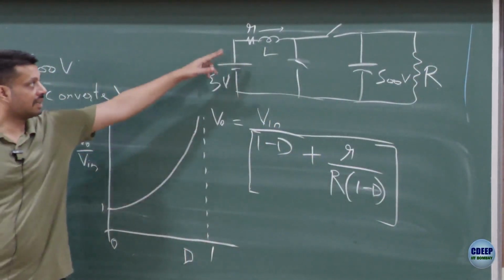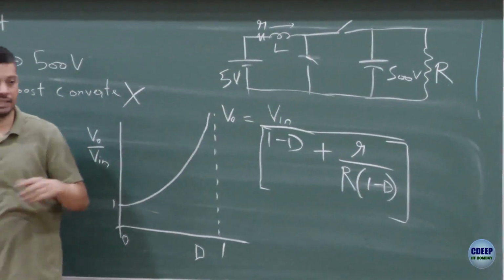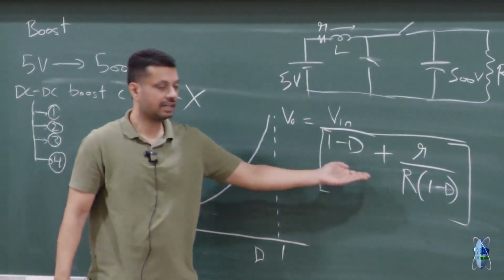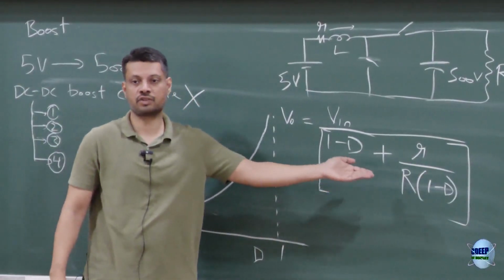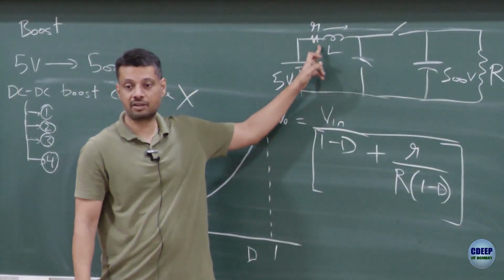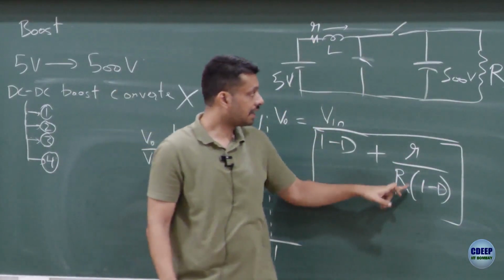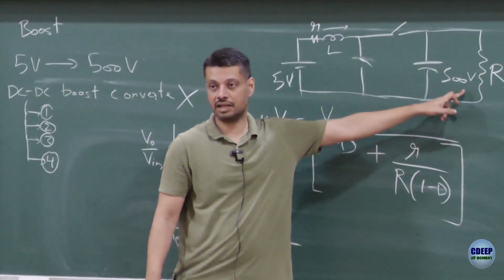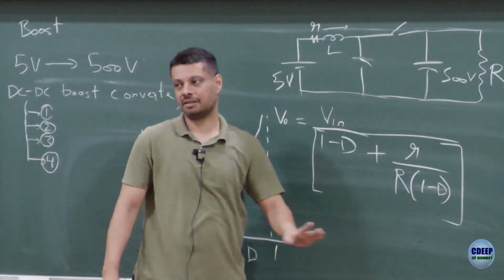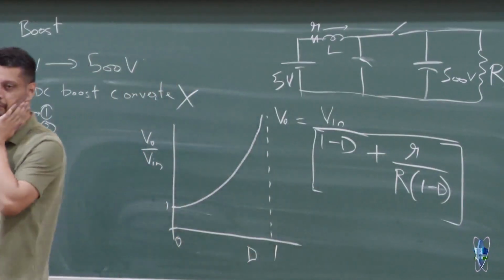Right, so if you consider small resistance in the inductor, then your expression changes to this expression. You have an extra term here in the denominator, which was earlier not there, because the small r is the series resistance of the inductor, the capital R is the shunt resistance, the load resistance, and D is the same duty cycle. You can derive it, but we are not deriving it now.